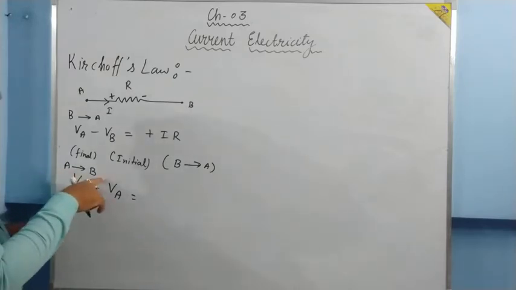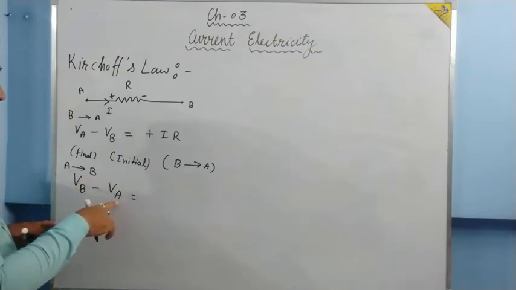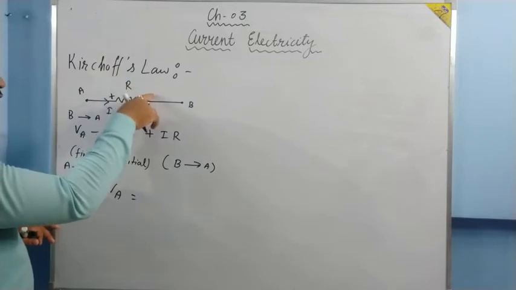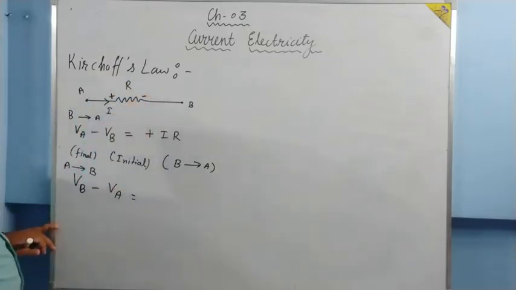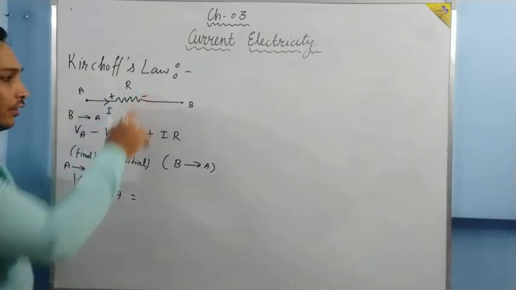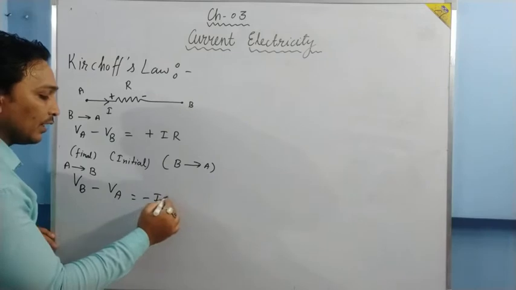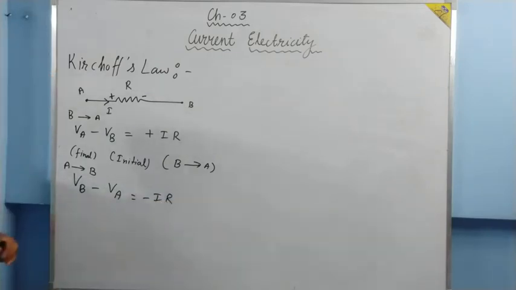You are moving from A to B. Now you are writing VB minus VA. From plus you are going negative, so you are decreasing your potential. What are you going to write? Minus IR. Are you able to understand?